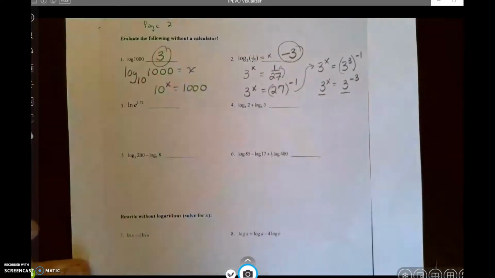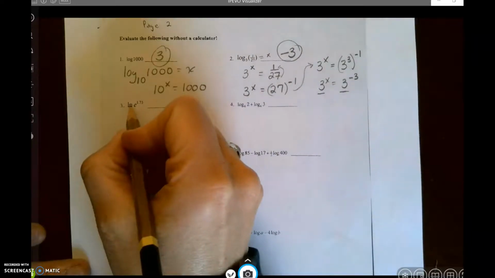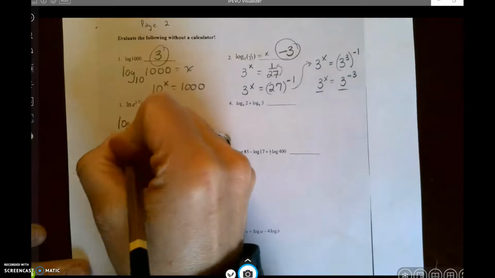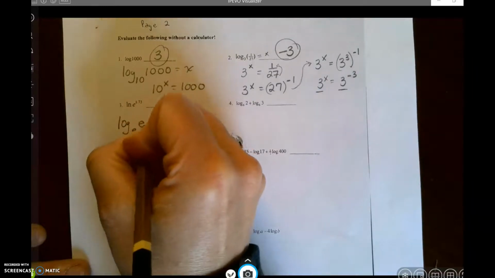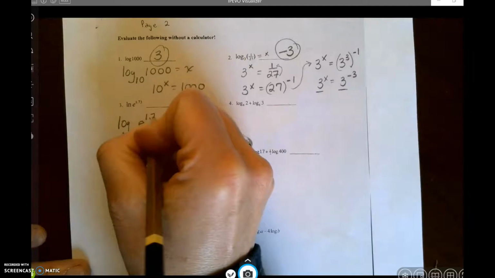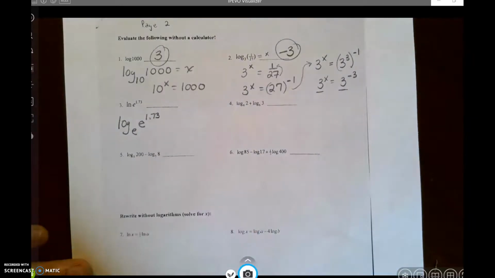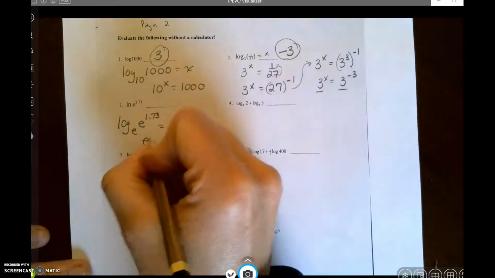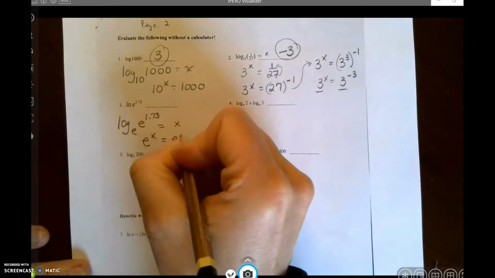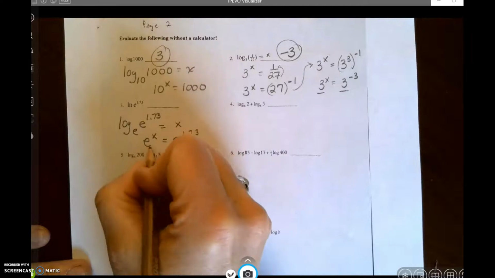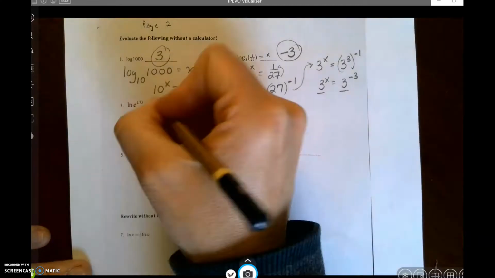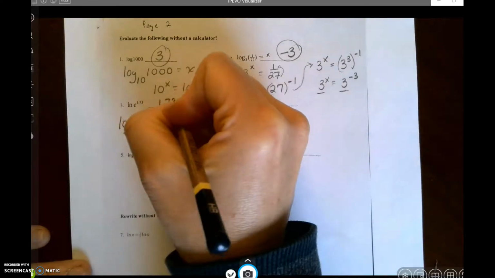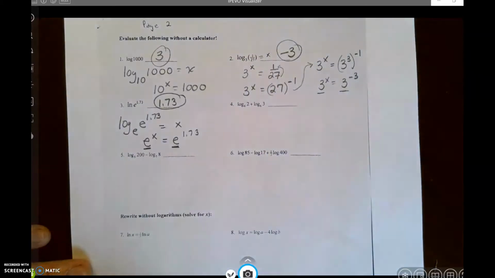Right, natural log of e to the 1.73. Well, I know that natural log means log base e of e to the 1.73, because therefore I can say equals x. So e to the x equals e to the 1.73. They have the same base, so x is 1.73.